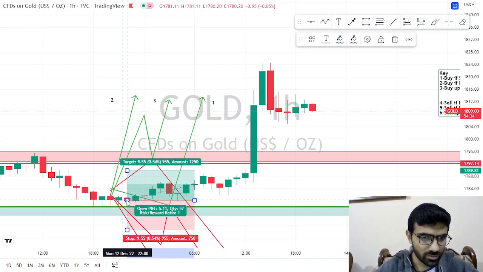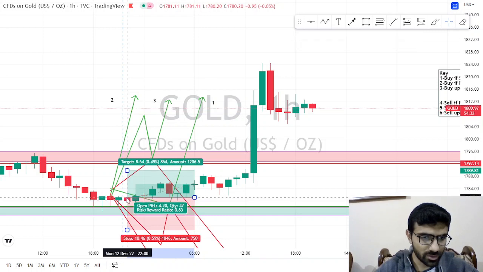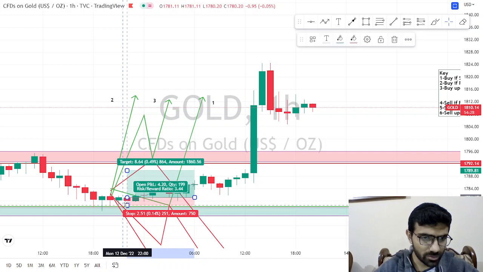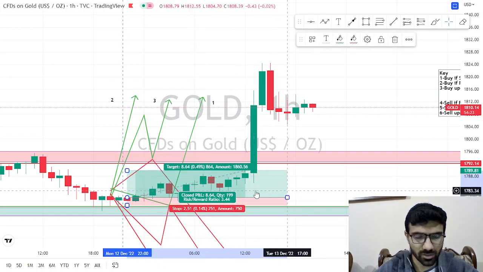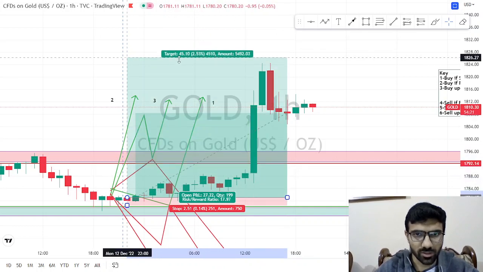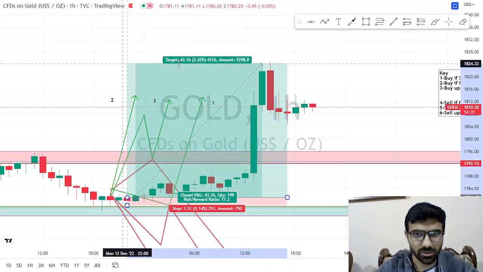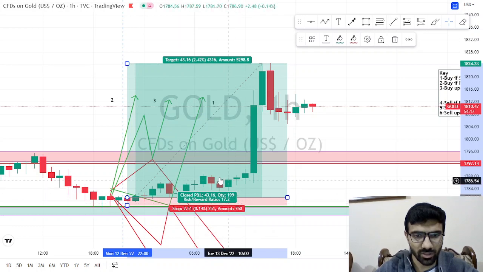As we would take this entry, stop loss would be just below this previous candle, and our take profit will be approximately over here. So this trade would have given us a profit of 17.2%, which is amazing.